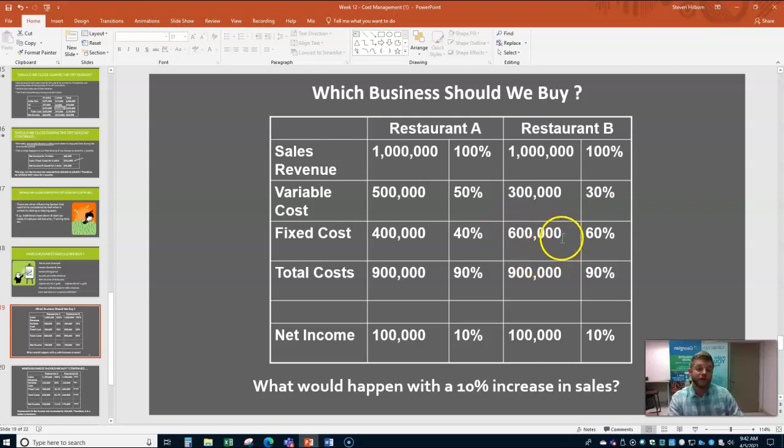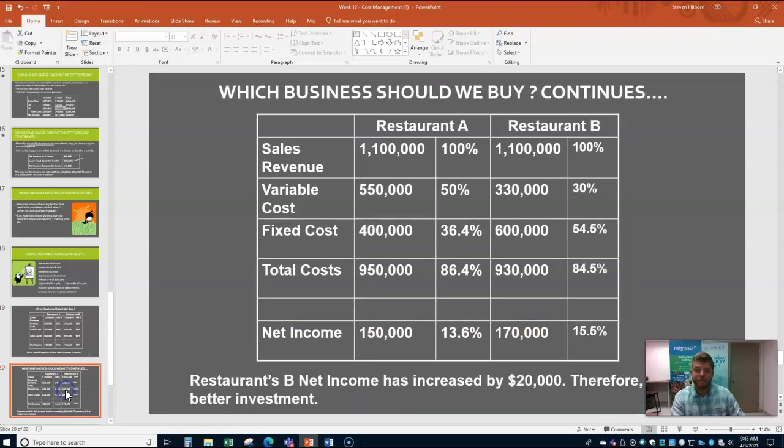So when things are good and you make more money, your variable costs will stay lower. But when things are bad and you make less money, your fixed costs don't go down with it. So variable is good when you're making money, but variable can be bad when you're losing it. So we'll take a look at a 10% increase in sales, and let's see what happened to their net income.